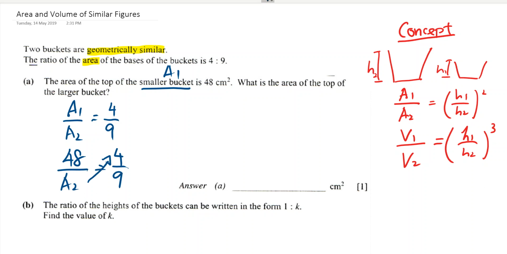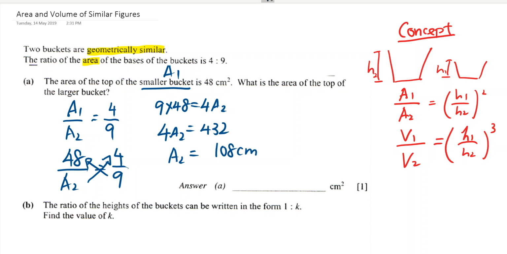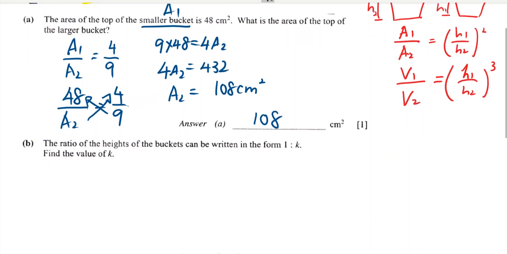I do a simple cross multiplication. 9 times 48 is equal to 4A2, which means 4A2 is equal to 432, and then A2 is equal to 108 cm squared. Pretty simple. Just put it into the area. Now some students always get confused. They think this 4 over 9 is h1 over h2, and they go and square it at the start, which is wrong already. So read clearly what the question gives you and read clearly what the question wants.